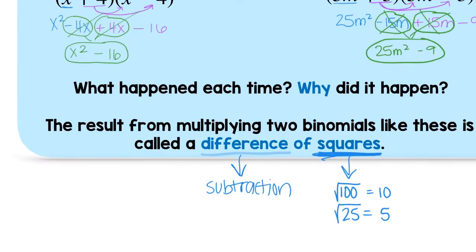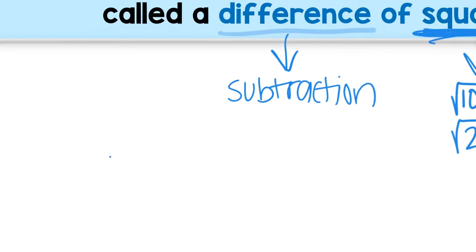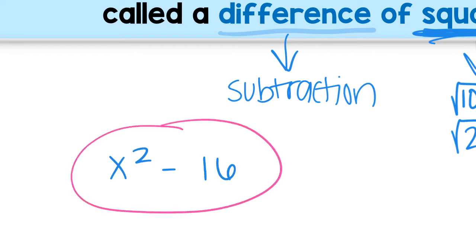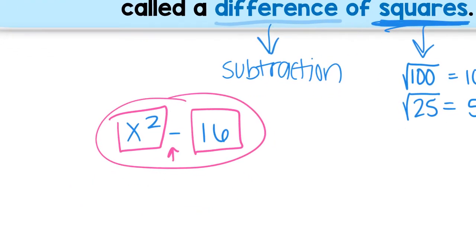So for example, I'm going to use this one as our first example, x squared minus 16. This is called a difference of squares because it's a subtraction problem, and both of these terms here are perfect squares because you can take the square root.